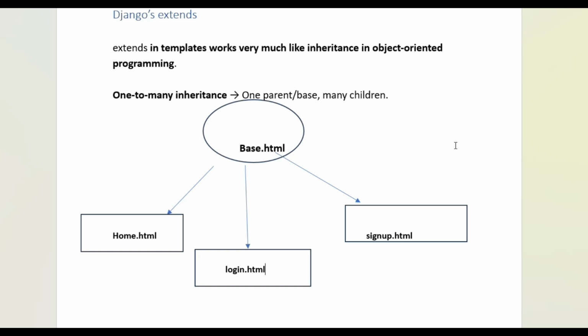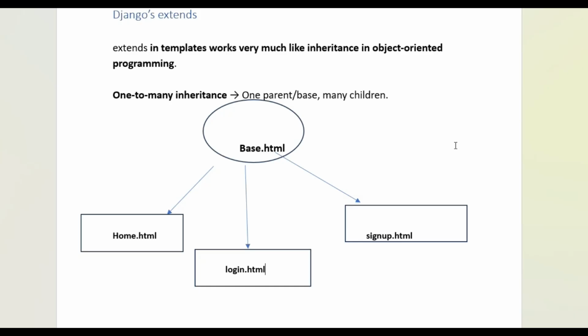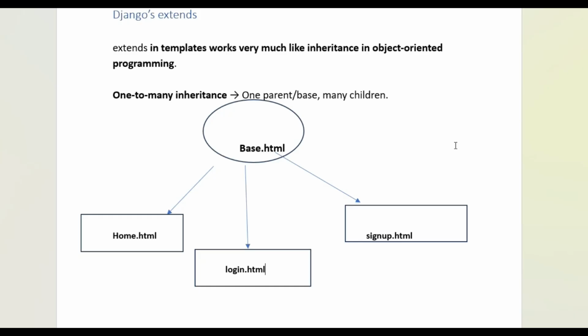In the third video, we came to an e-commerce stationery website where we explored how to add a product name, product image, and product description into the Django database. And in session number 4, on top of that, how to add login, sign up form and logout. So these details we have already seen. These 4 videos are already in our playlist. Please refer to that.